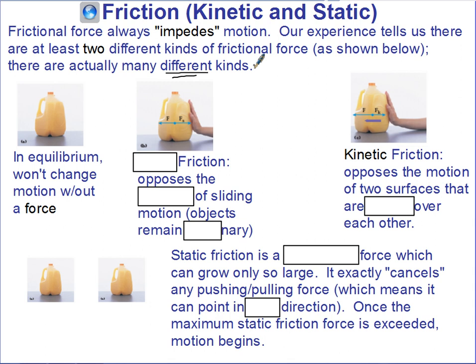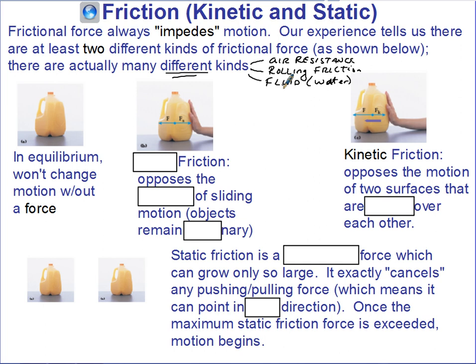Some of the different kinds: air resistance is certainly a form of friction. Even rolling friction, when objects roll over top of each other, like wheels, also has some rolling friction. There's also fluid resistance, as in water or something along those lines. Technically speaking, water and air are both fluids, so we could just say fluid resistance. The two kinds that we're going to look at here are static and kinetic friction.